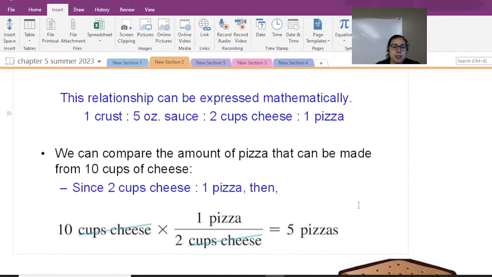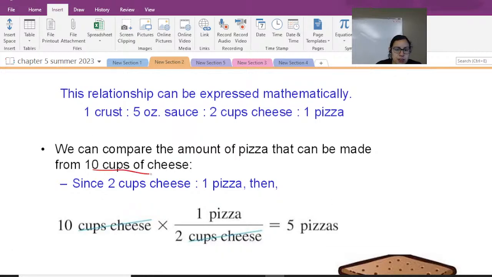And so let's say you have 10 cups of cheese. And so, right, this can be easy for some people to see, but I would still encourage you to set up your math. So 10 cups of cheese, then you have your ratio here. And so you always go back to your balanced equation for your ratio. So that just gives you your conversion factor. So cups of cheese goes on bottom, pizza on top. So then that cancels to give us 5 pizzas.